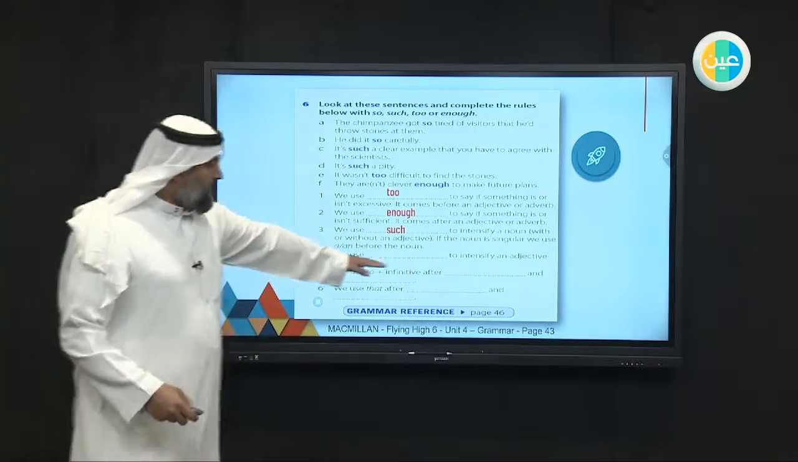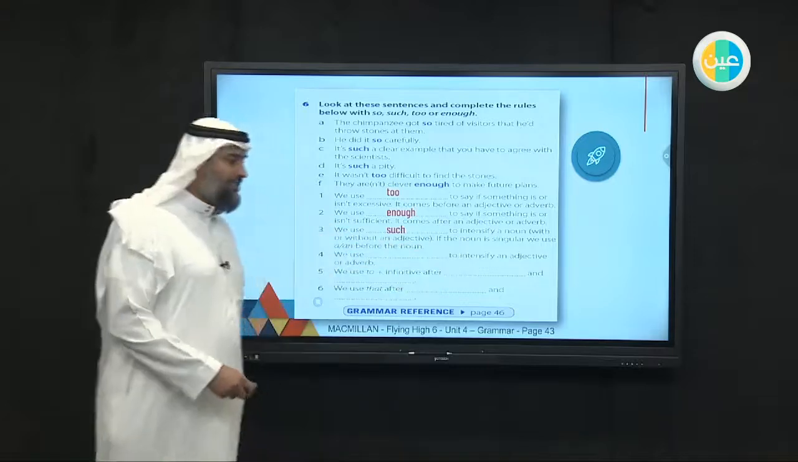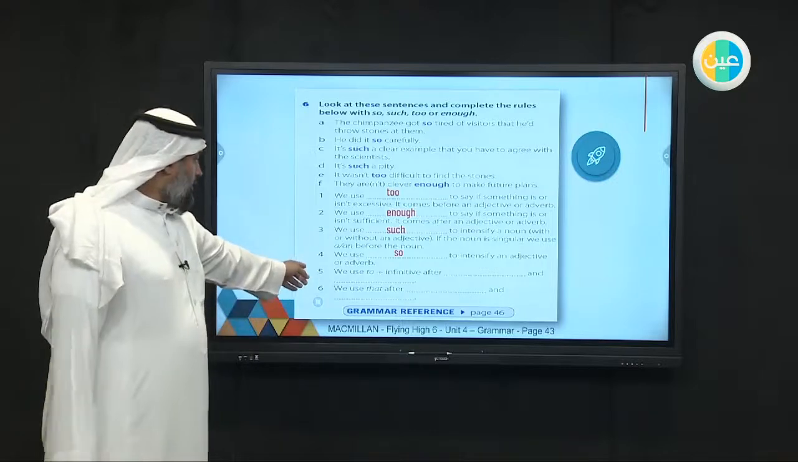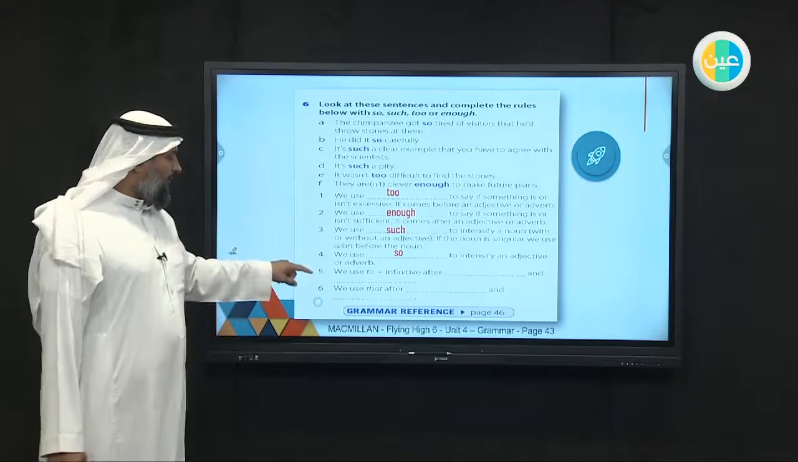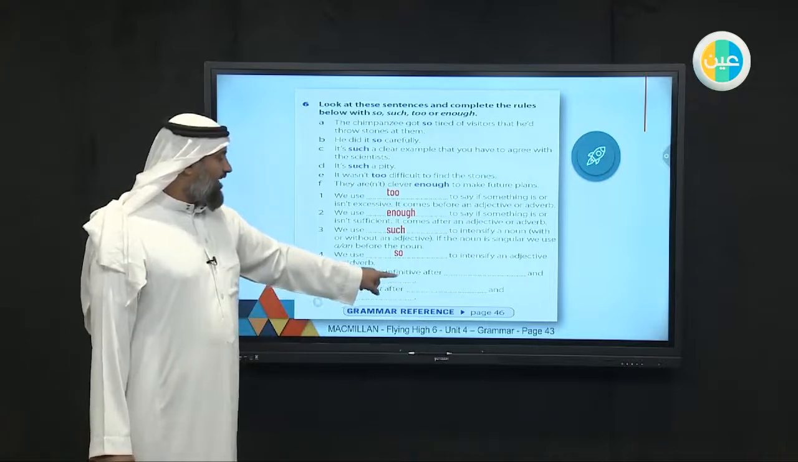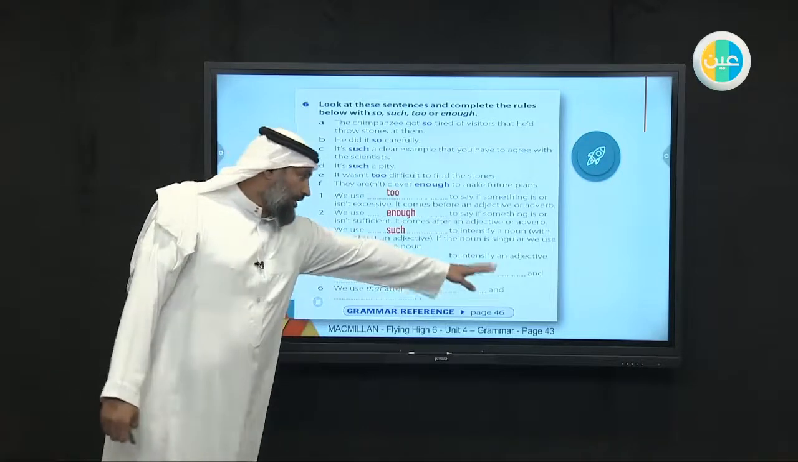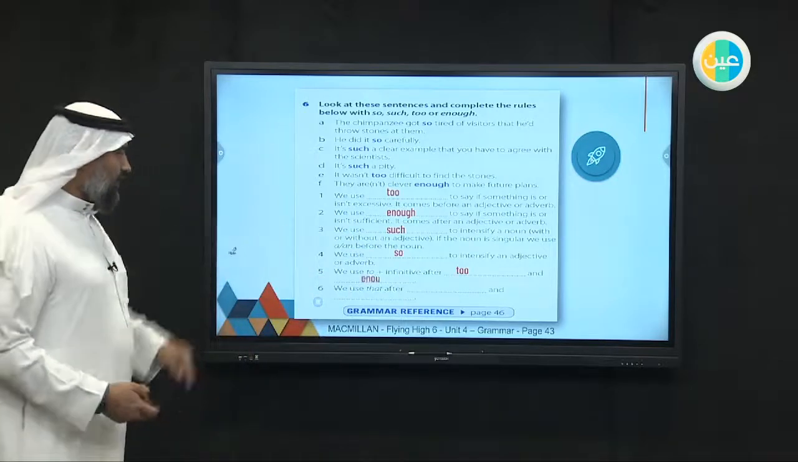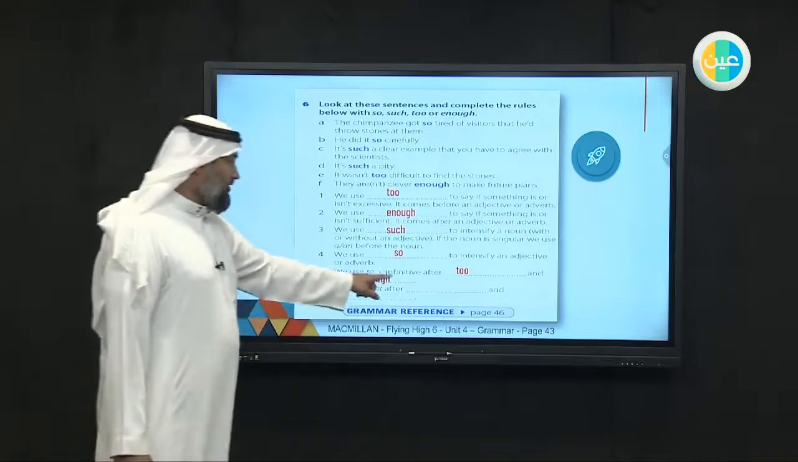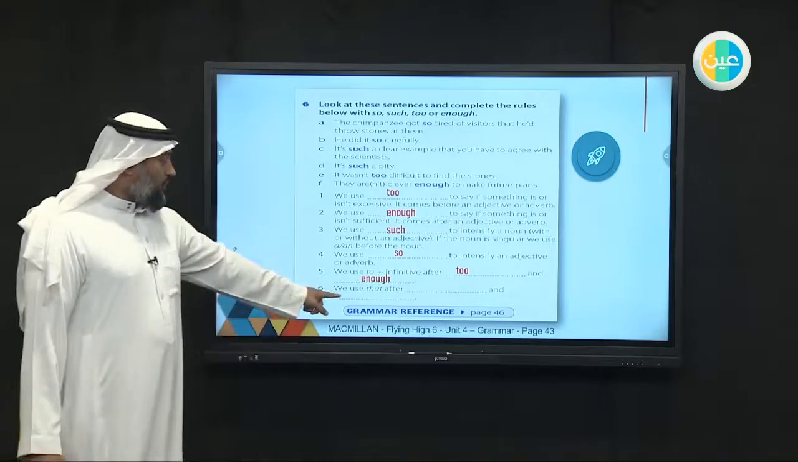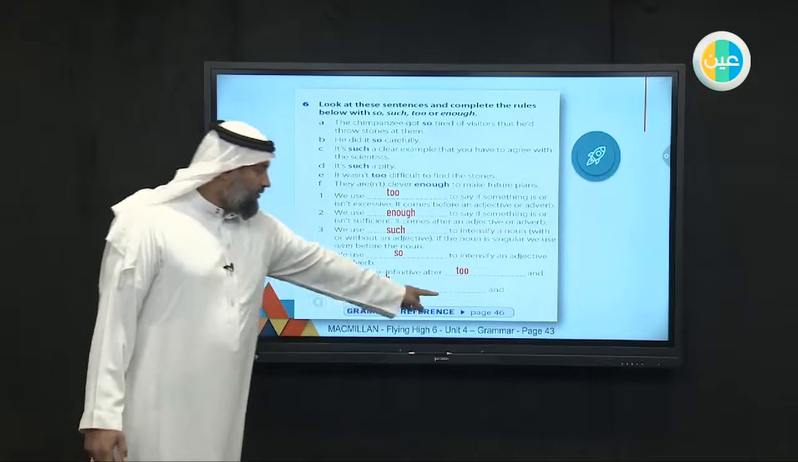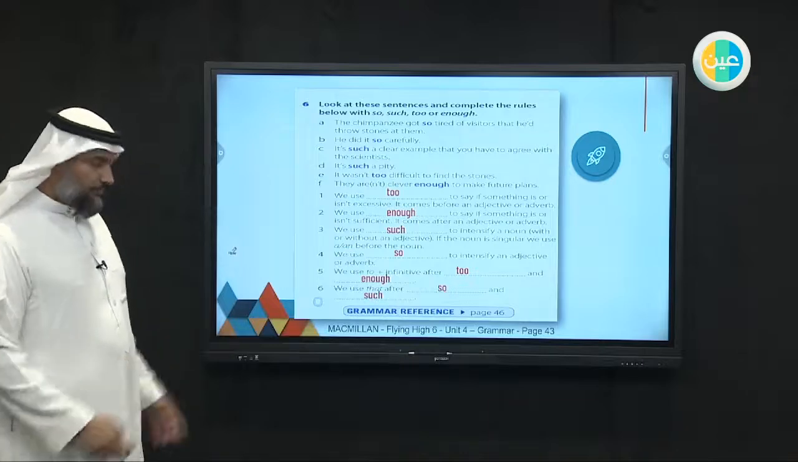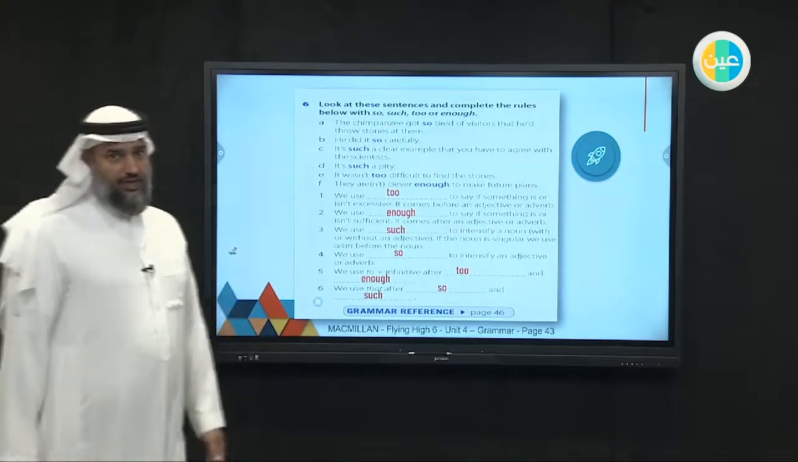Four. We use "so" to intensify an adjective or an adverb. Five. We use "to" plus infinitive after "too" and "enough." So we use it after too or after enough. We use "that" after "so" or "such." We use them before "that."